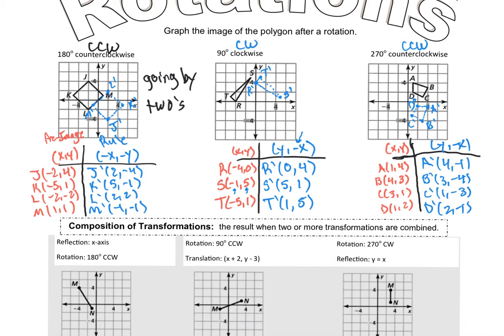Show that that's the transformed image, right? And that's what it should look like for quadrilateral ABCD in this problem.